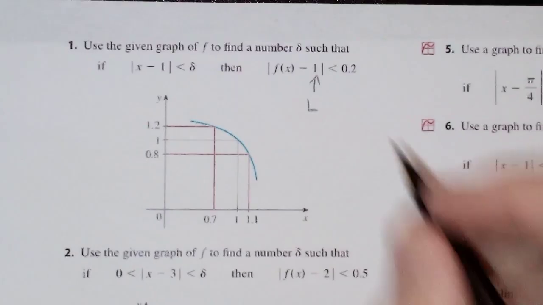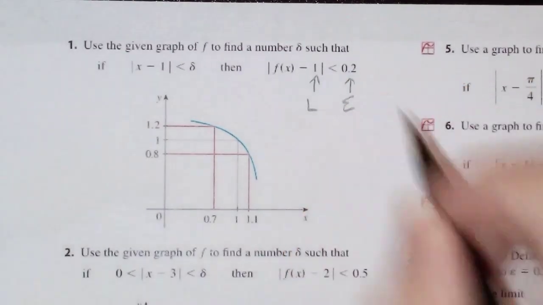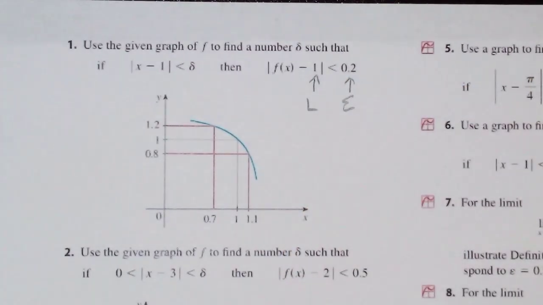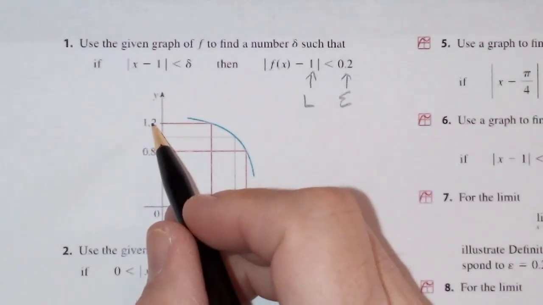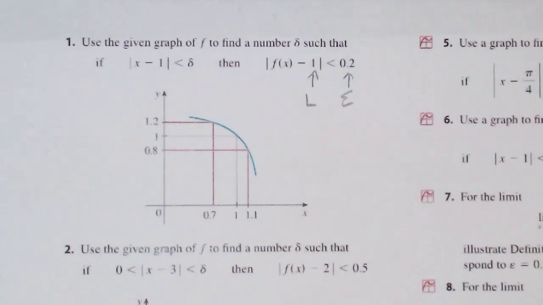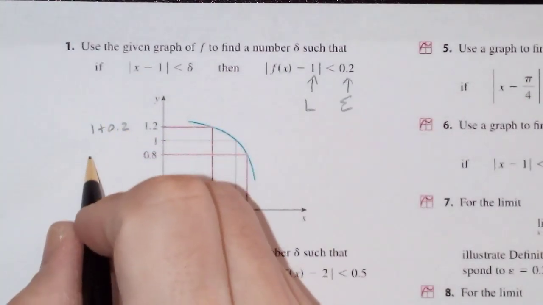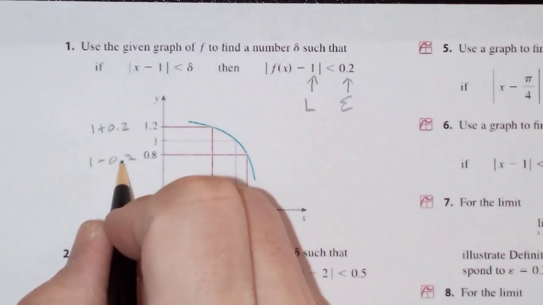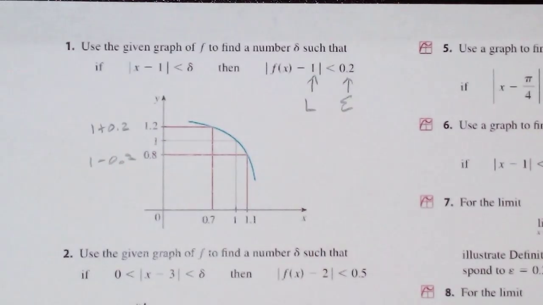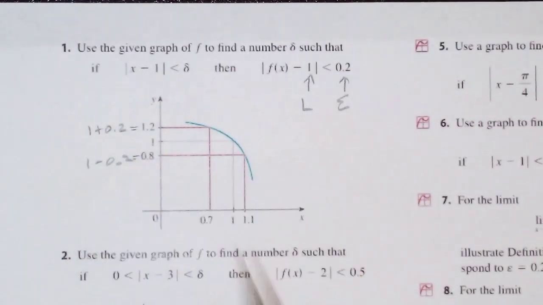The epsilon, the first one. That's how close we want to try and get. Notice that this is 0.2 up, and this is 0.2 down. So I actually could think of this as 1 plus 0.2 and 1 minus 0.2. There's my epsilon reflected a little more clearly.